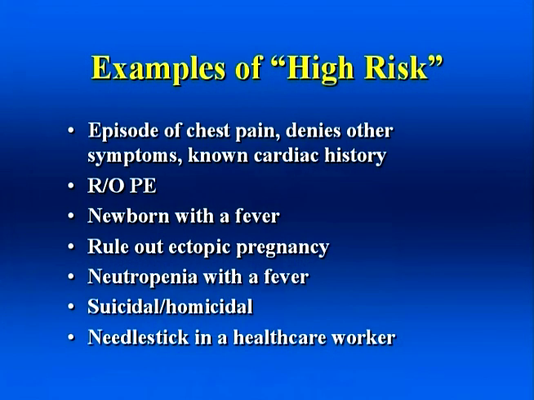Some examples of high-risk situations include the patient with a cardiac history who presents complaining of chest pain, who is physiologically stable. Rule out pulmonary embolus in a patient with multiple risk factors, again, physiologically stable. A newborn with a fever. We will discuss these criteria in detail later. Rule out ectopic pregnancy, neutropenia with a fever, suicidal, homicidal, a needle stick in a healthcare worker.